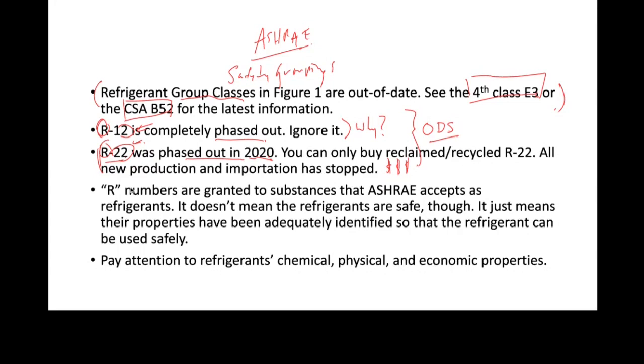So it would be things like: is it flammable? If it is, how flammable is it? Is it toxic? Then how toxic is it, in what concentrations? Is it an asphyxiant? Is that the only danger? Is it explosive, under what conditions? And all this kind of stuff. What's the chemical formula? What's the chemical composition? And once the manufacturer has provided the information that defines what that particular refrigerant is, then ASHRAE gives it an R number.